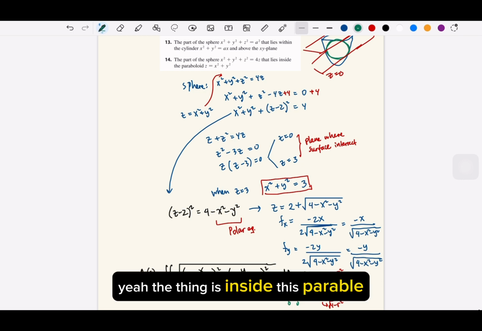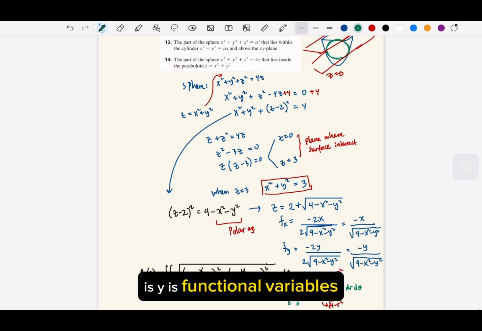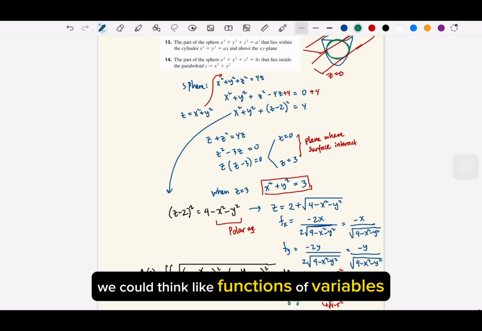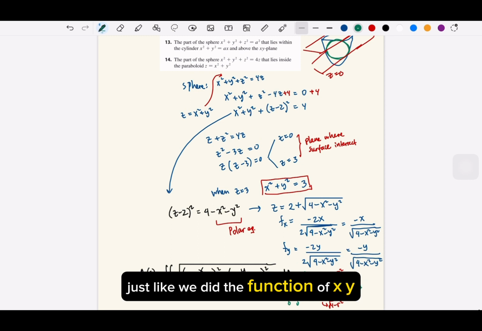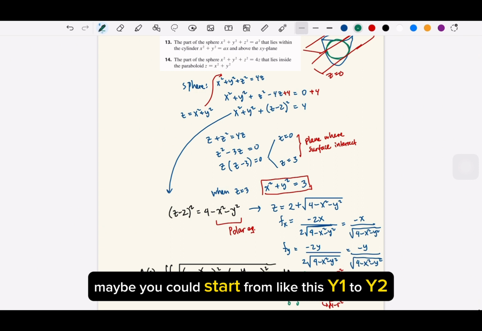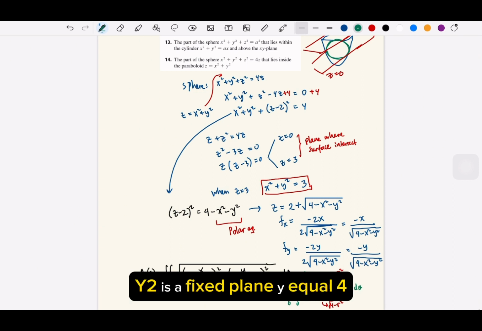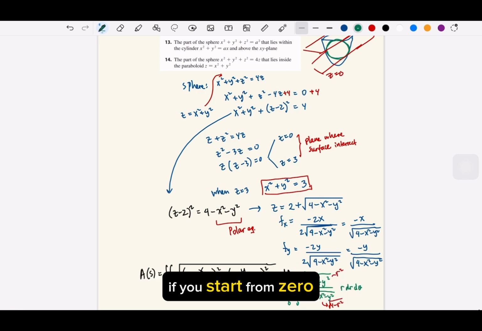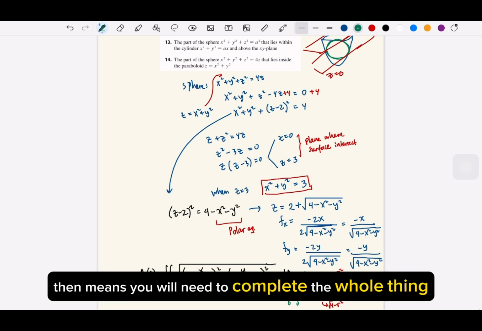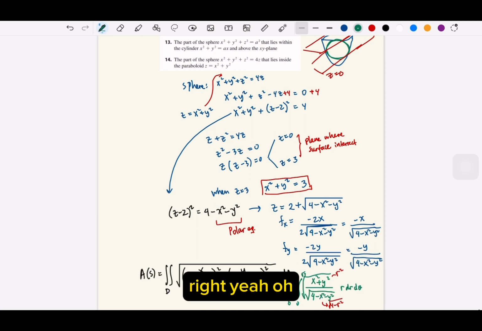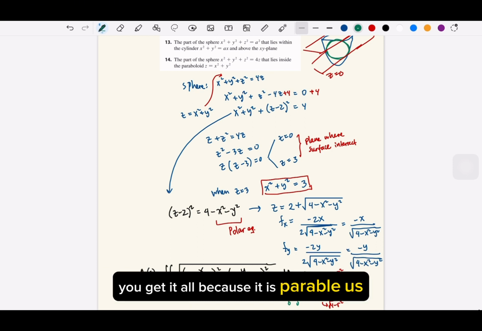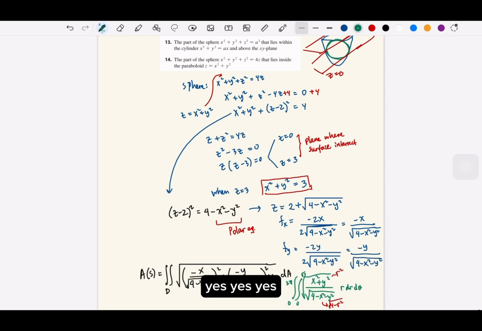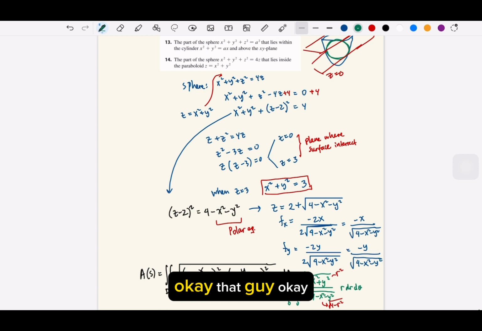The thing is inside this paraboloid. Because y is a function of two variables, just like we did the function of x, y, you could start from y1 to y2. Y2 is a fixed plane, y equals 4. Shouldn't it become from 0 to 4? If you start from 0, that means you would need to compute the whole thing like a box. Oh, because it is a parabola, so the curve goes to the plane y equals 4. Okay, I think then the problem is solved.